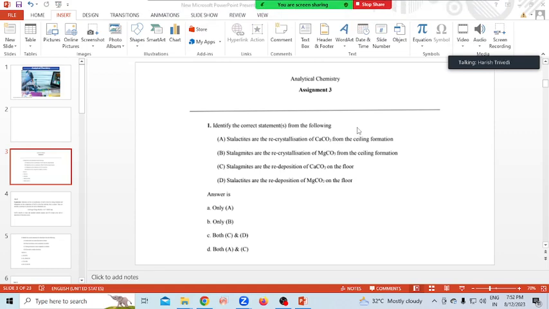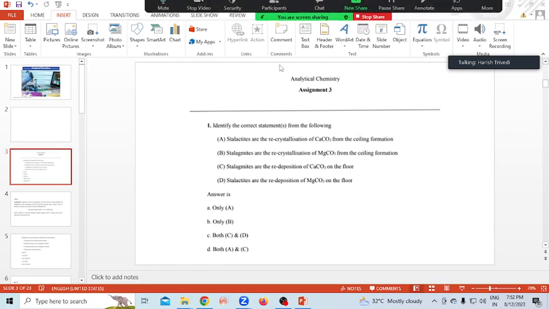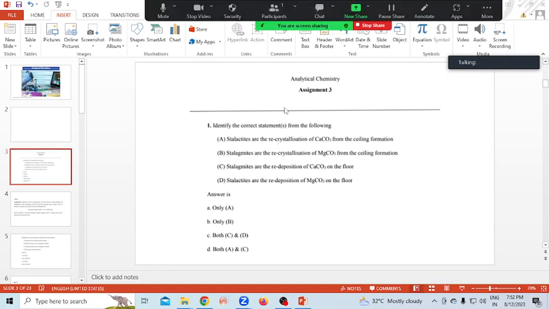Sorry students for the wait. Zoom has added one more feature that after finishing one meeting you have to wait for 10 minutes, then only you can start another meeting. That's why I had to wait for 10 minutes.